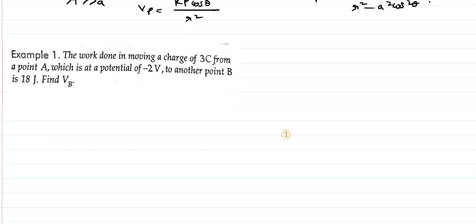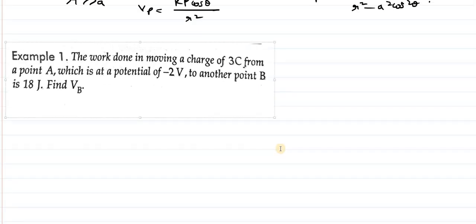First sum. Everything is direct based. There are formula based sums only. The work done in moving a charge of 3 coulomb from point A. So this is the point A. Here, whenever you calculate potential, you need to have the points very clear. A to B we are moving.